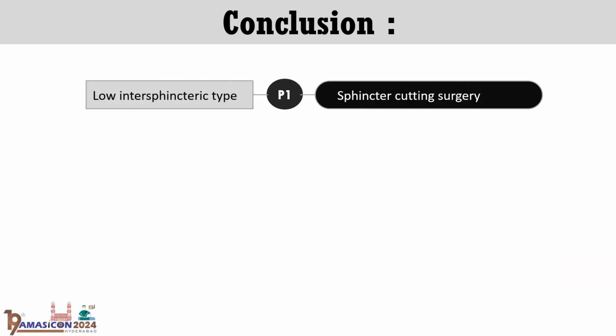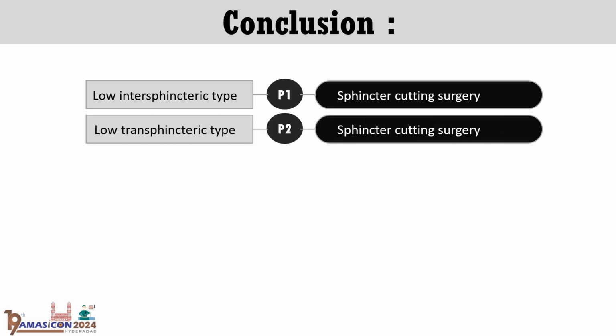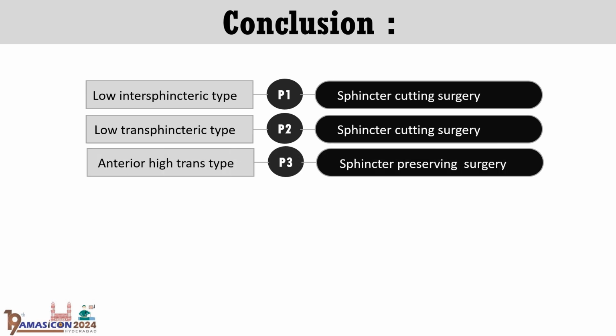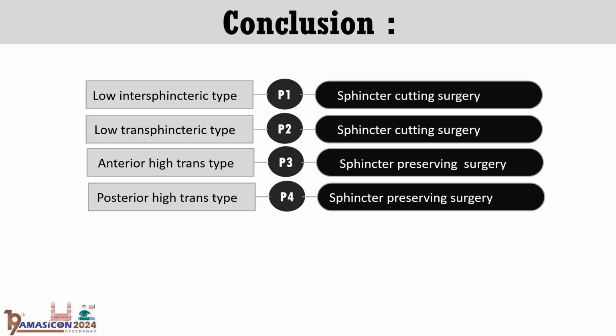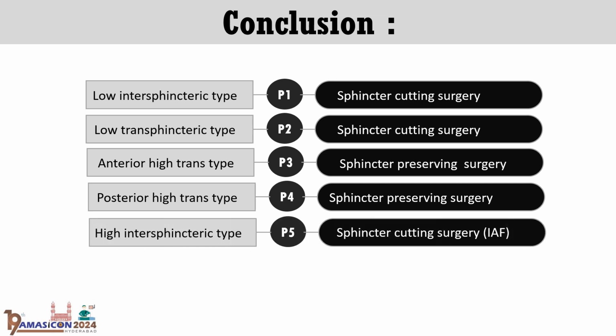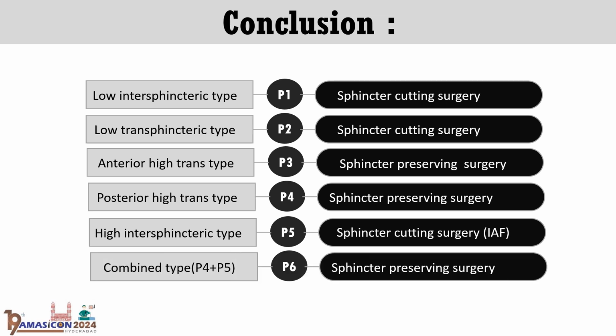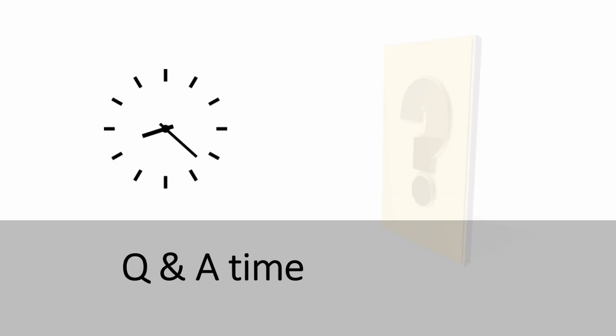To conclude, P1, low intersphincteric type, needs a sphincter cutting procedure. P2, low transphincteric, we can do a sphincter cutting procedure. P3, anterior high transphincteric, sphincter preserving procedures are better. P4, posterior high transphincteric, sphincter preserving procedures are better. P5, high intersphincteric type, sphincter cutting, that is intra-anal fistulotomy, is better. P6, sphincter preserving procedures are preferred. Thank you.